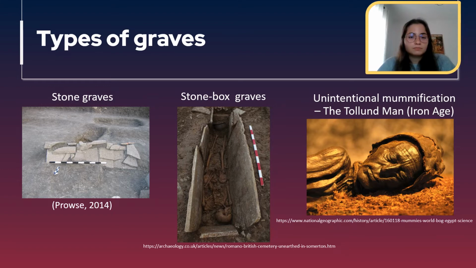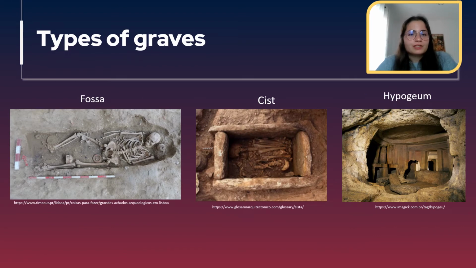Other types of graves are, for example, a fossa, which is simply a depression in the ground, and it's the simplest way to bury a body, and you can see it here in this image where I'm pointing. Then there are also cists, this structure here that usually only has one individual. And then there is also a hypogeum, an artificial grotto that is excavated to inhume individuals.